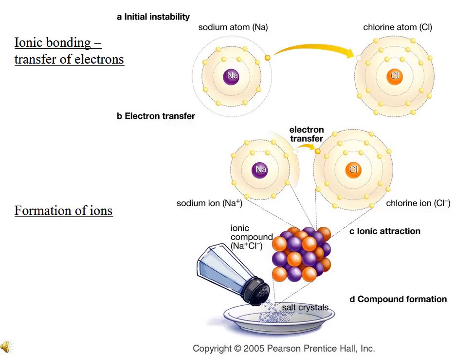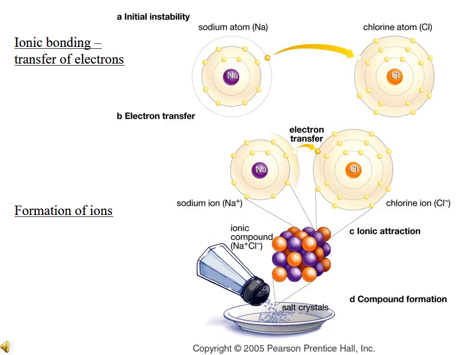Let's look now at the second type of bonding that takes place, called ionic bonding. In ionic bonding, we're going to be forming ions. As we said before, ions are charged atoms or groups of atoms. Let's form the compound salt. If you look to your left, we have sodium, which has one electron sticking out there. We have chlorine, which has 7 electrons on its outer orbit.